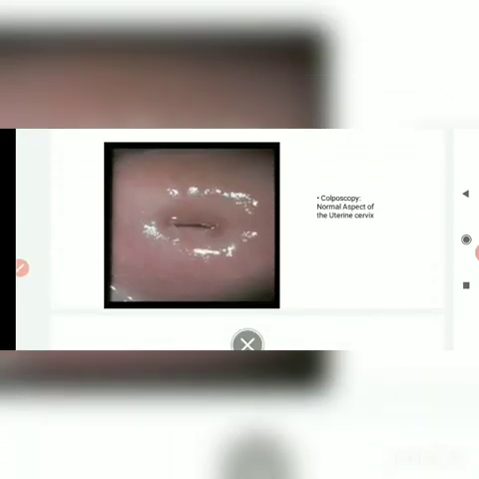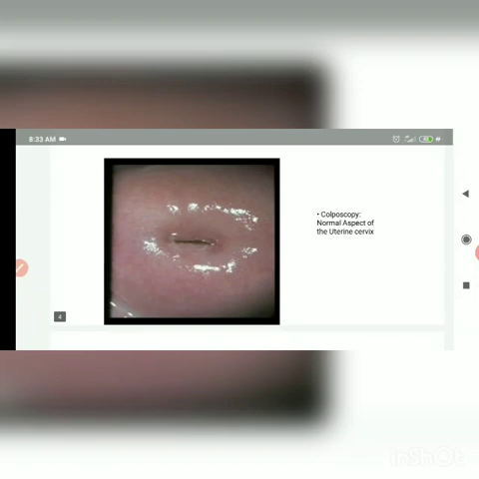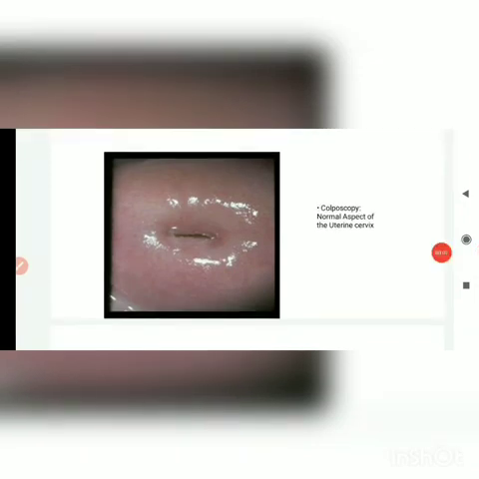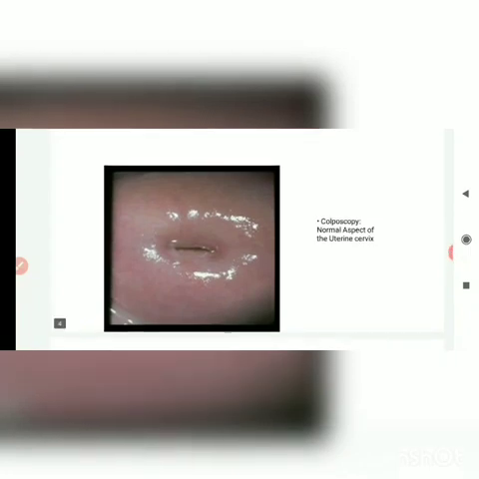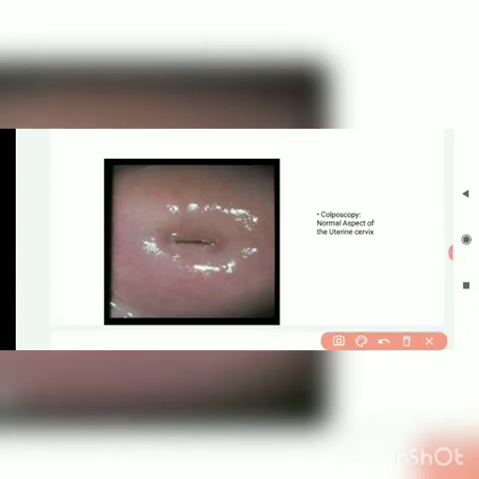So this is how the normal cervix will look. As you can see, there are no erosions. Now what is erosion? One more term, erosion. So this is how the normal cervix will look. Now you know there are two terms, one is erosion and one is ulcer. You should be able to differentiate between both of them.